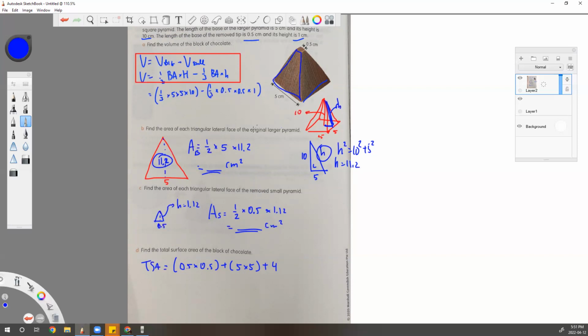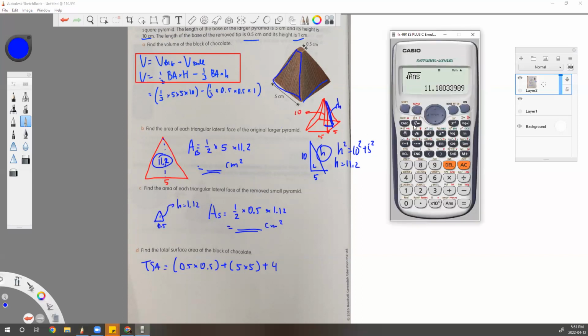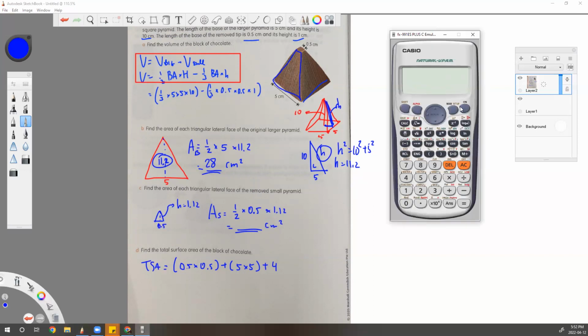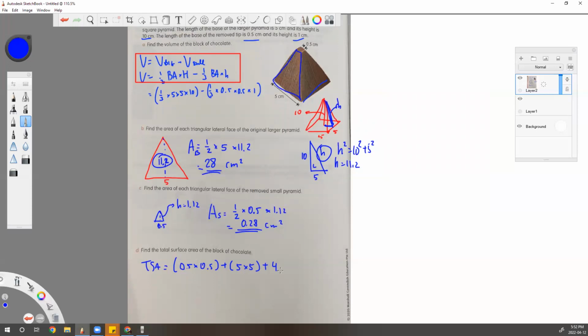I think we need to do question B and C, and we need to find the answer. 1 over 2 times 5 times 11.2, you will get 28 for the area of the bigger triangle. On the bottom part is 1 over 2 times 0.5 times 1.12, so the answer will be 0.28. So you have to subtract that triangle: the bigger triangle minus the smaller triangle.